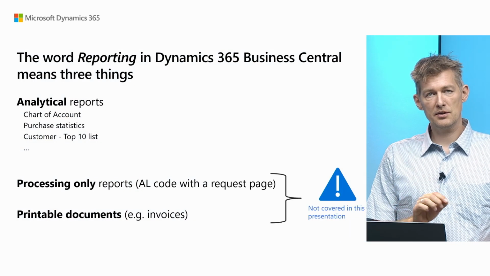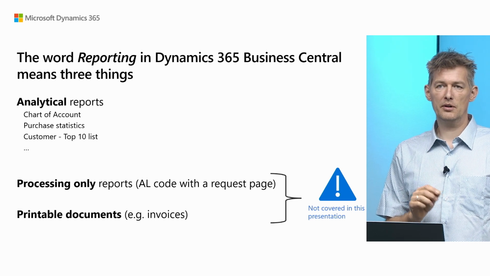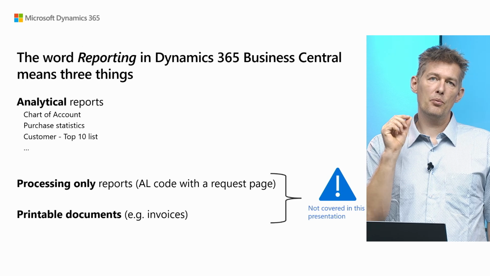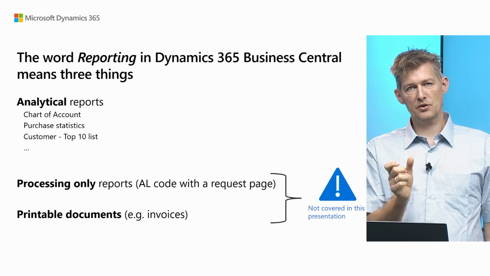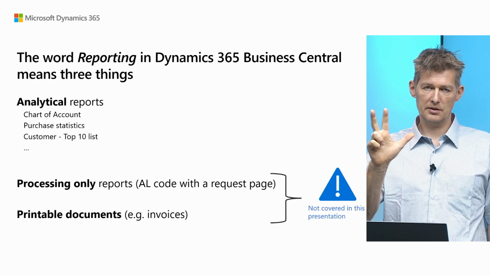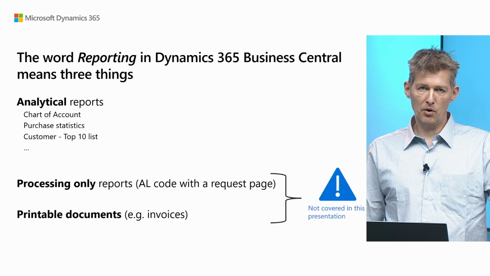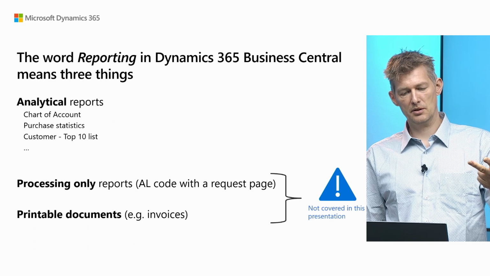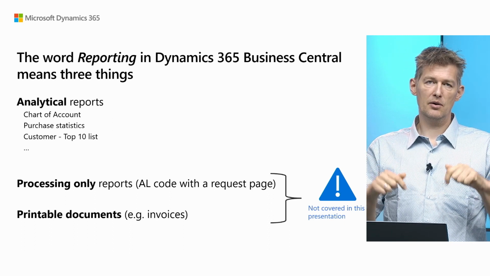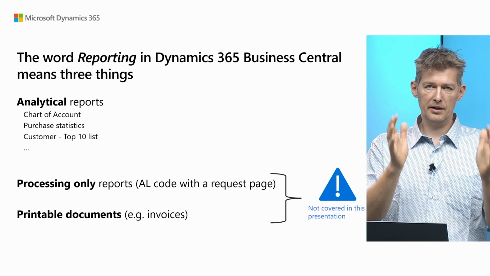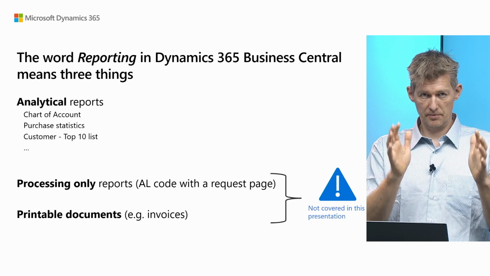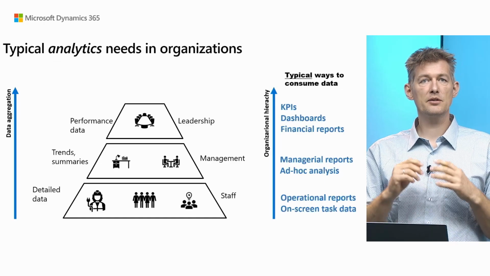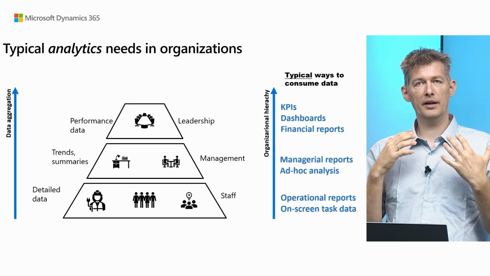Now, in this session, it's very important that we make this distinction. The word reporting in Business Central means three different things: analytical reports, processing-only reports, and printable documents. In this session, we only cover analytical reports. Okay, very important, not the other two. So it's the world that is changing for analytics.